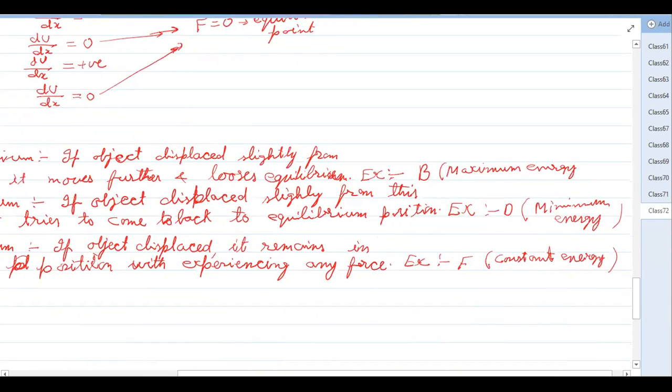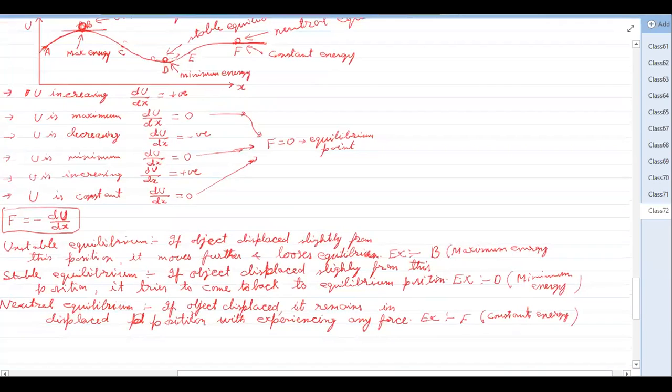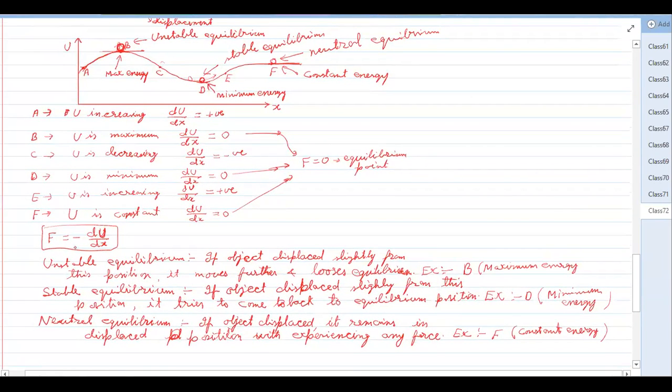We can see the force in terms of an equation also. Whatever force is acting, we can see in terms of an equation. Consider a point just left of B. At this point, du by dx is positive. Du by dx positive means the force will be negative, because of the negative sign. So as you displace the object toward the left, the force will be negative, and the object will move further in the left direction.